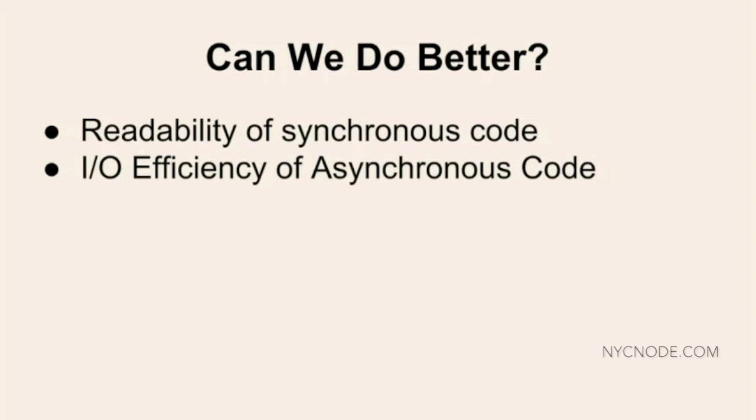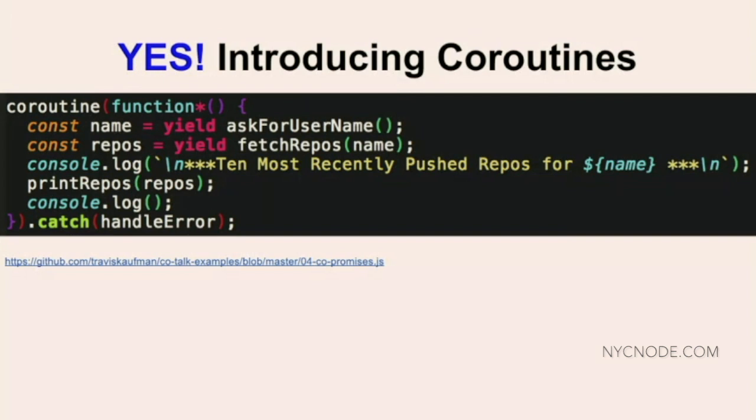Wouldn't it be nice if, as we saw with Koa, we could write code that looks like synchronous code, but takes advantage of Node's libuv, or whatever it is on Windows, the IO loop efficiency that we get with asynchronous code? And the answer is yes, we can. And we can do this with a construct called coroutines.